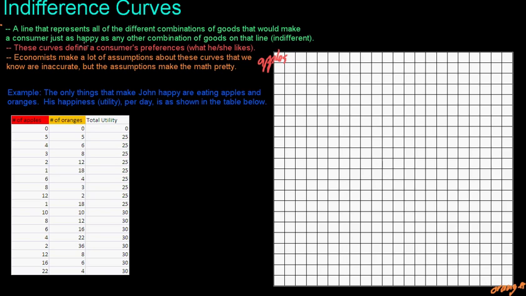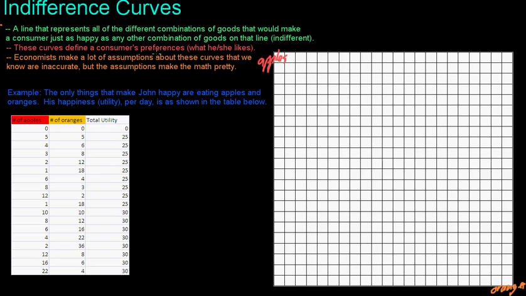So the next big point that I want to point out is that these curves define a consumer's preferences. So these define what people like. The idea is that if we could make a curve in every single dimension that exists, so in every single different good that exists, we could exactly and perfectly define how a person would react to different prices, to different incomes, to any kind of different economic situation.